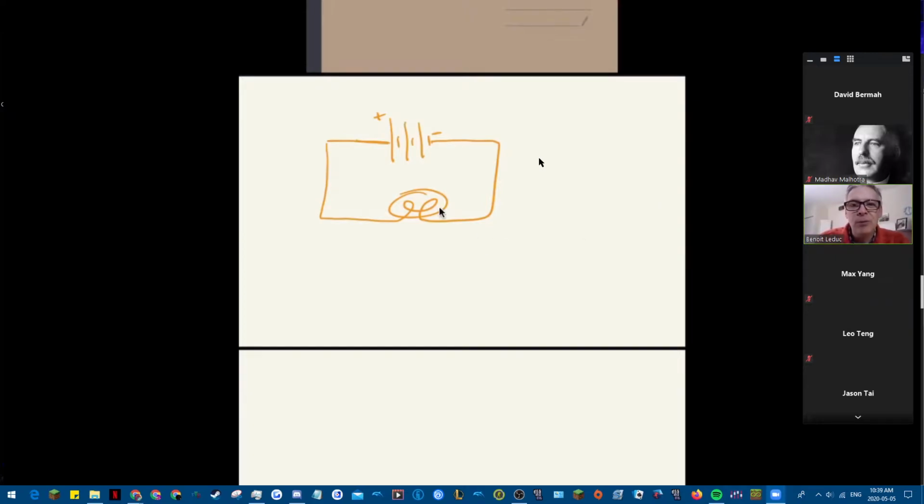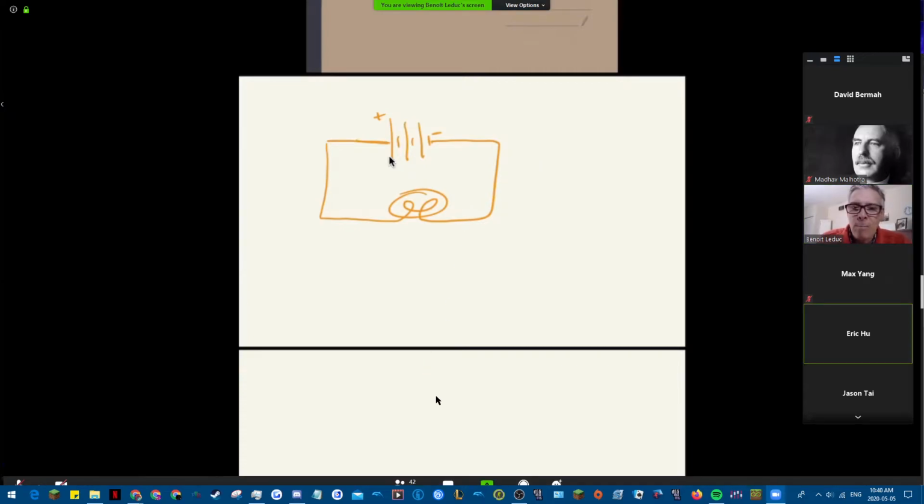If I ask you in which direction the current flows, does it flow counterclockwise, or does it flow clockwise? Anyone, except those I've taught. Okay, so Eric, you. It flows from high potential to low potential. So in here it will flow where? Counterclockwise.